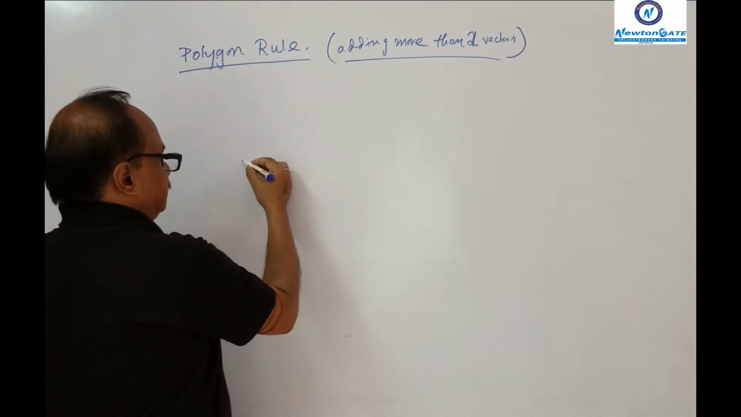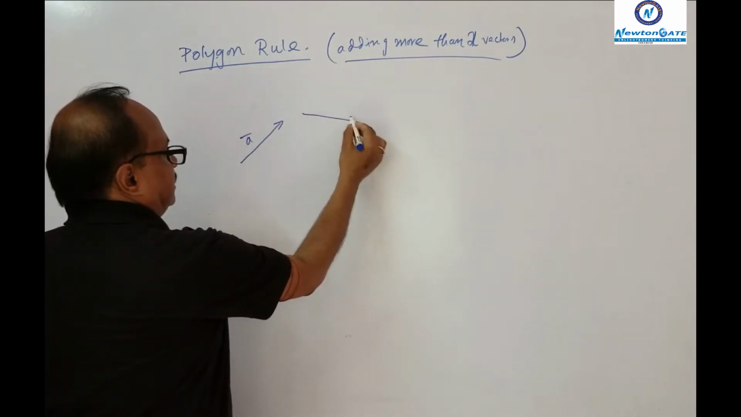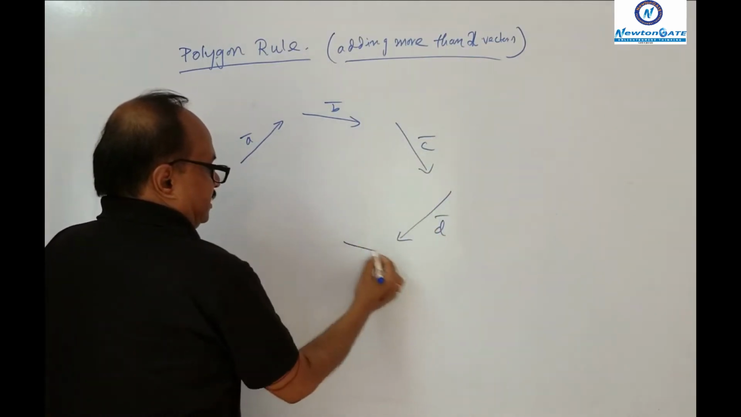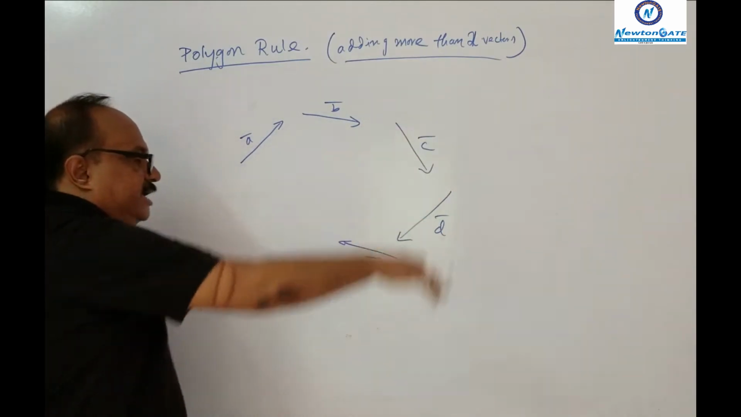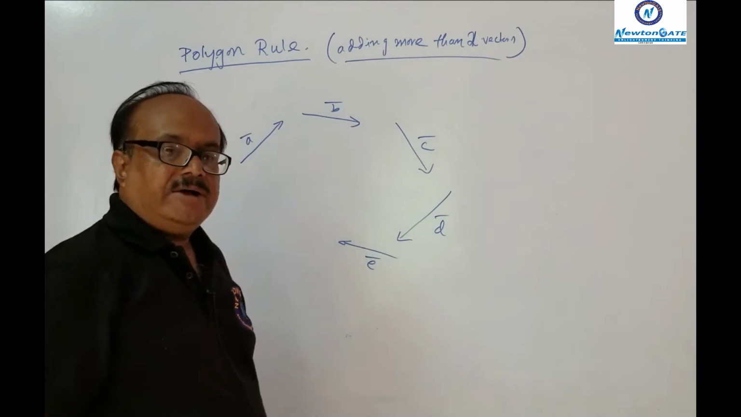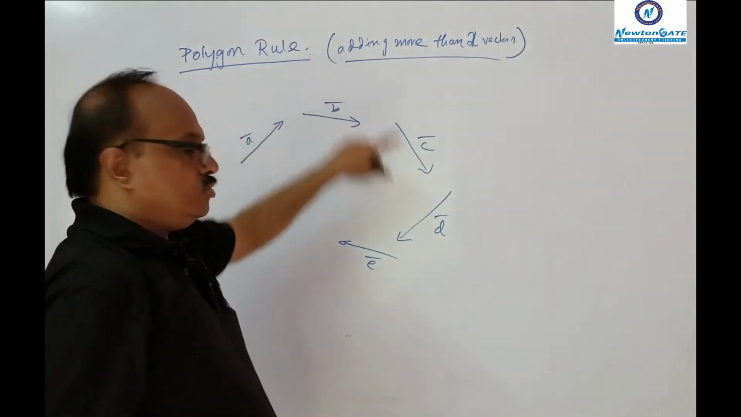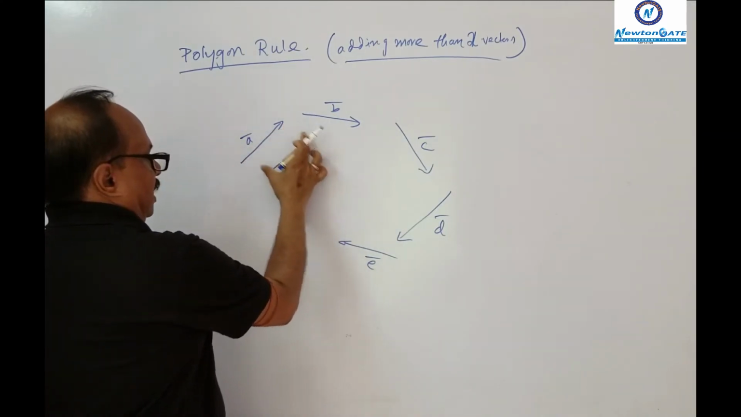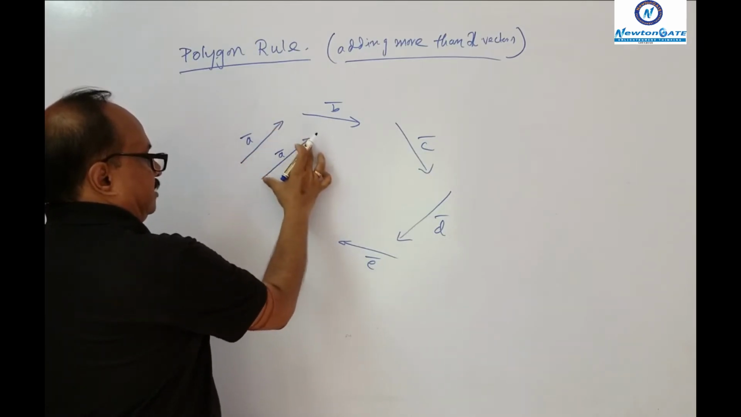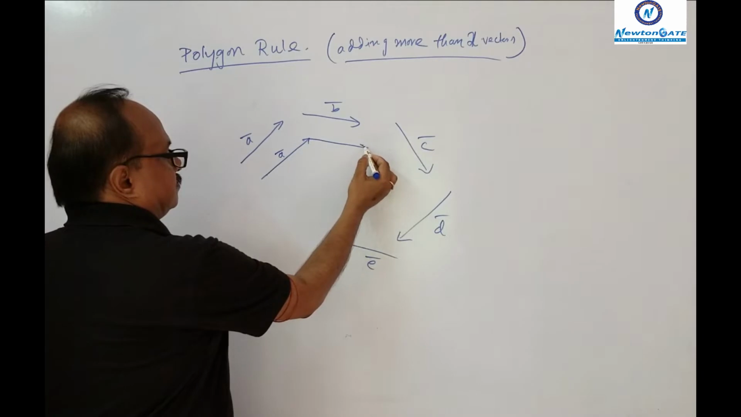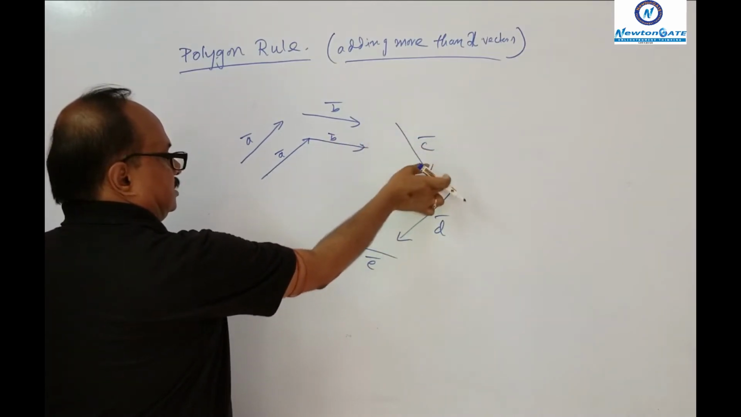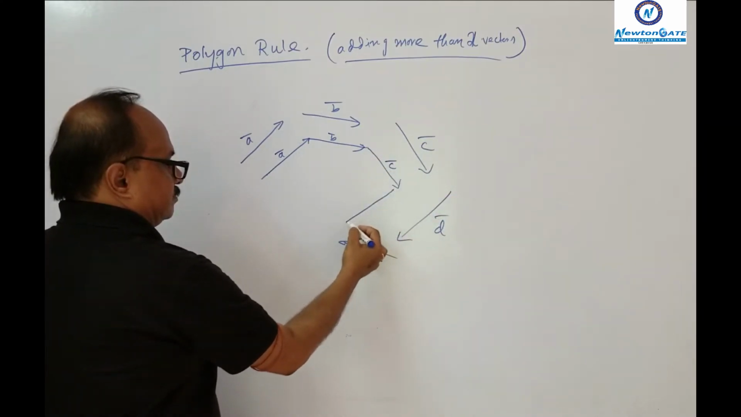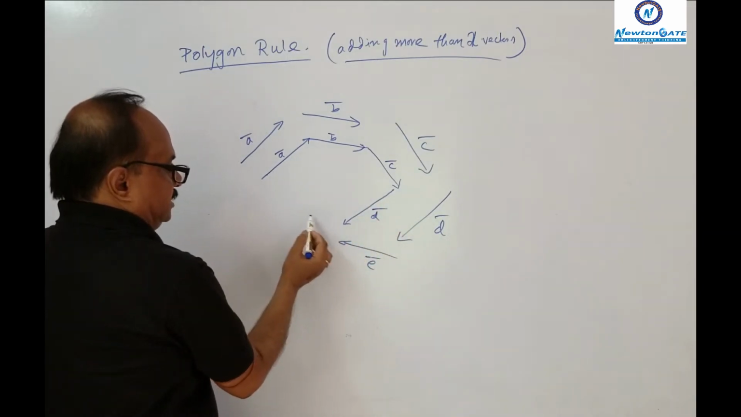Suppose you have a vector like this A, a vector like this B, a vector like this C, a vector like this D, a vector like this E. Then if I say all these vectors should be added, how can I add them? You will use this polygon rule. Just click and drag this vector over here, A, of the same dimension, just copy. Here this is your B, this is your C, this is your D, and this is your E.